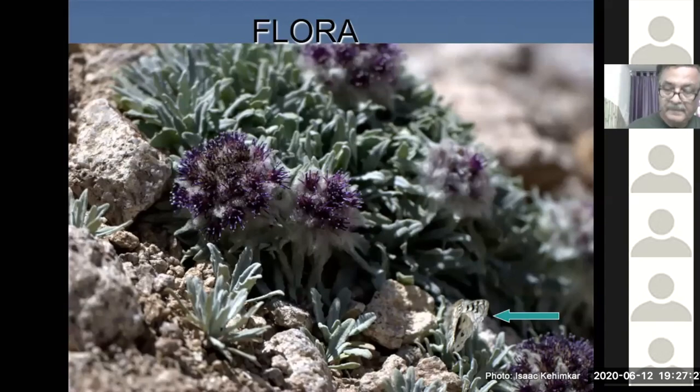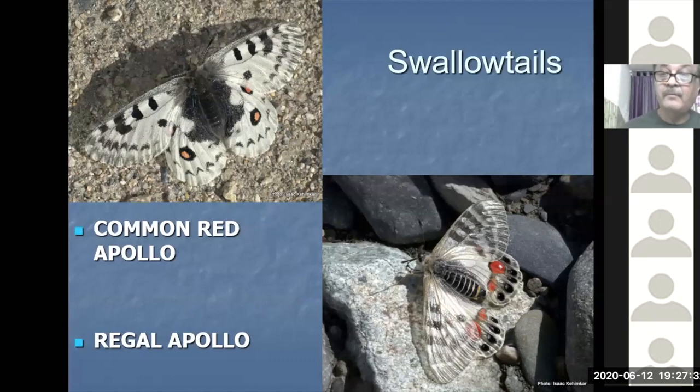These are the butterflies. The common red Apollo and the regal Apollo. The common red I found at the highest motorable road, Khardungla Pass. That's the highest motorable road in the world, about 19,000 plus. And there it was basking on the road. There in front of me, it took me time to realize, oh my God, I'm looking at Apollo, which I have been after for so many years. And I went clicking like crazy. That's a red Apollo. And then I found another Apollo also, the regal Apollo.